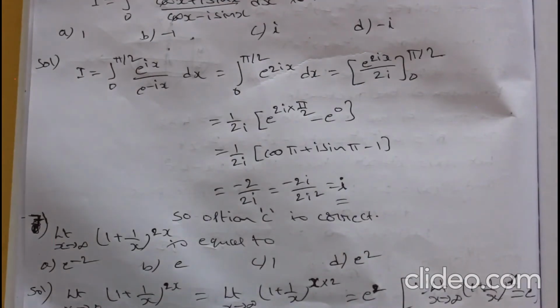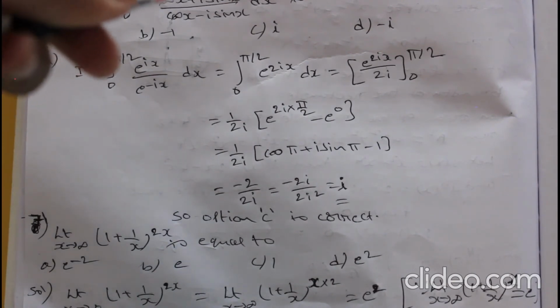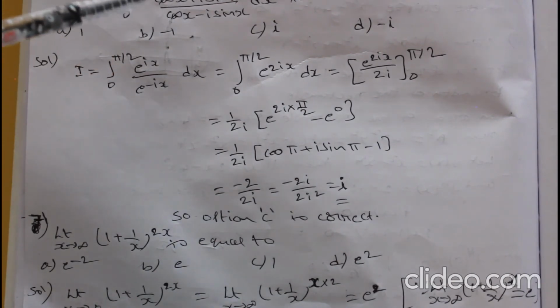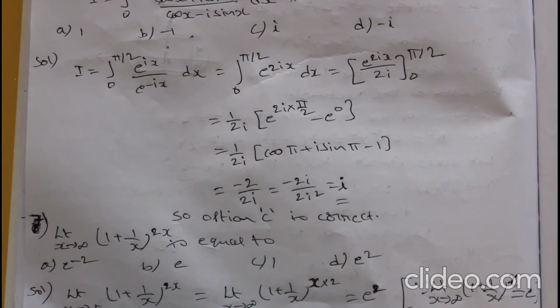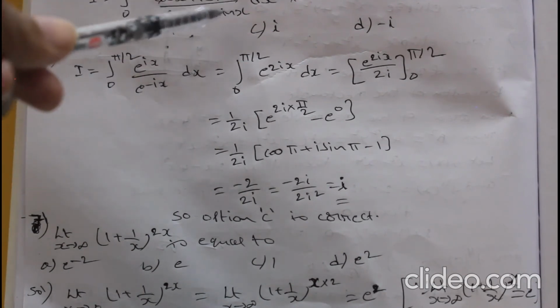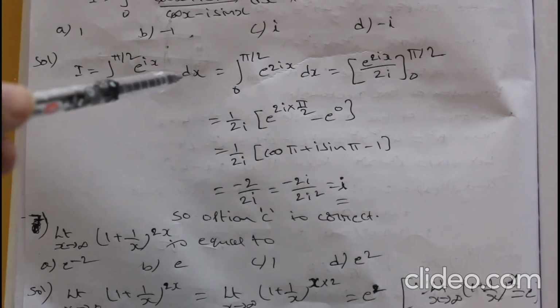Now look at question number 6. Given i equal to square root of minus 1, the value of the definite integral I is equal to the integral of 0 to pi by 2 of cos x plus i sin x divided by cos x minus i sin x dx. So friends, cos x plus i sin x is nothing but e power ix. So the integral of 0 to pi by 2, e power ix, and cos x minus i sin x is nothing but e power minus ix. So e power ix by e power minus ix dx.